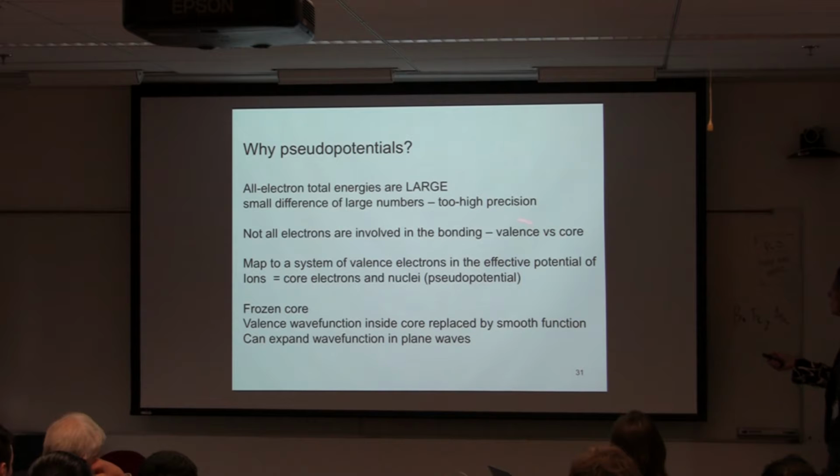So you separate out the valence electrons from the core electrons and look at an effective potential for the valence electrons, influenced by the ions, which are the core electrons and the nuclei, together with the idea that the core is essentially frozen.